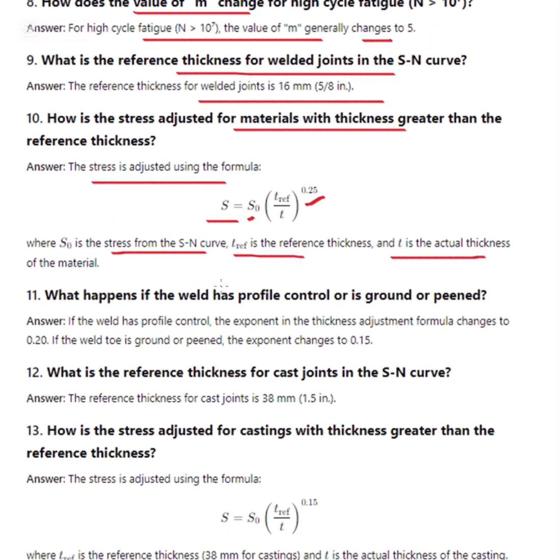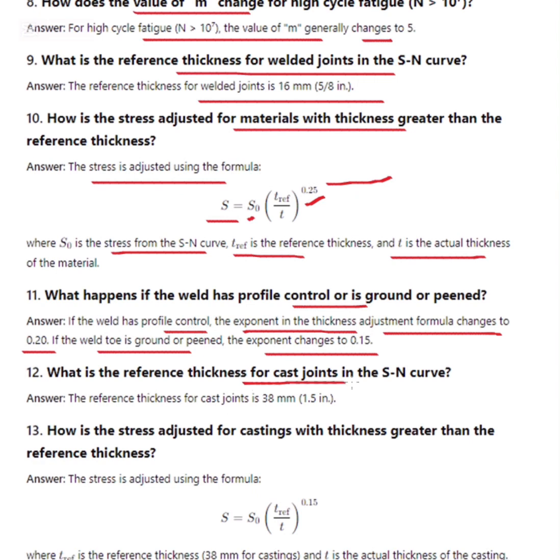What happens if the weld has profile control or is ground or peened? If the weld has profile control, the exponent in the formula changes to 0.2. If the weld is ground or peened, the exponent changes to 0.15. Instead of 0.25, that changes to 0.2 and 0.15 based on whether the weld has profile control or is ground or peened.